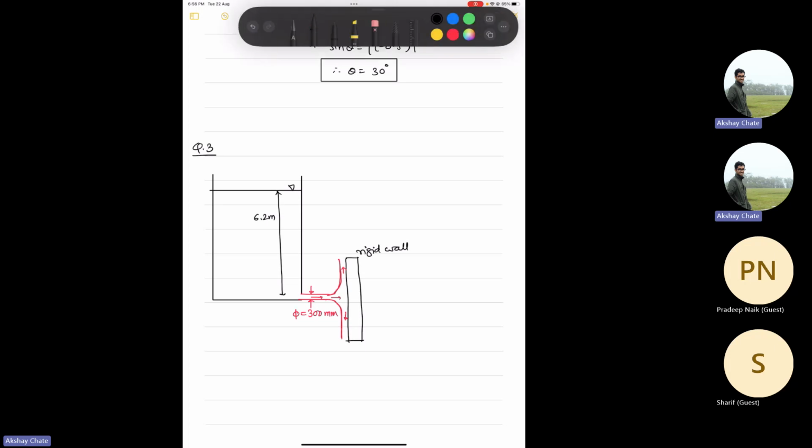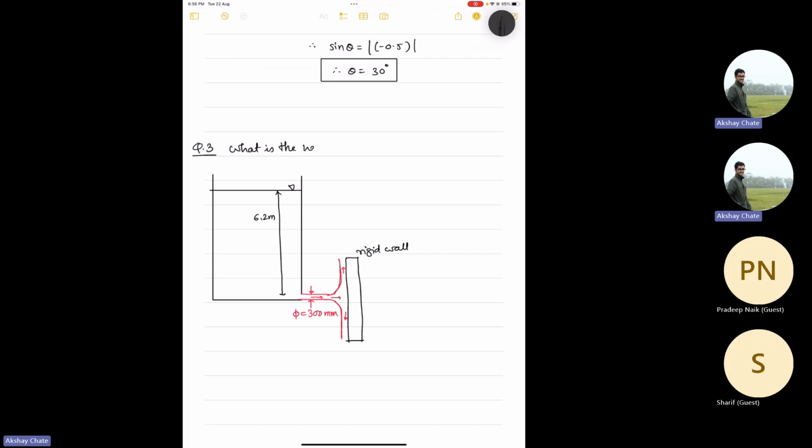And the typical question that is asked is: what is the net horizontal force experienced by the rigid wall? It is given to take g as 10 meter per second square, and one more assumption is that the 6.2 meter water level is not changing because the hole at the bottom is very small, and therefore you can assume the level as a constant 6.2 meter for a longer time. This is the typical question that is asked.